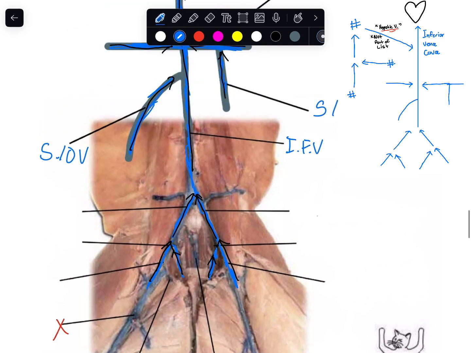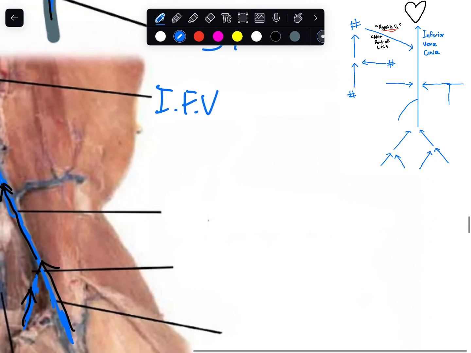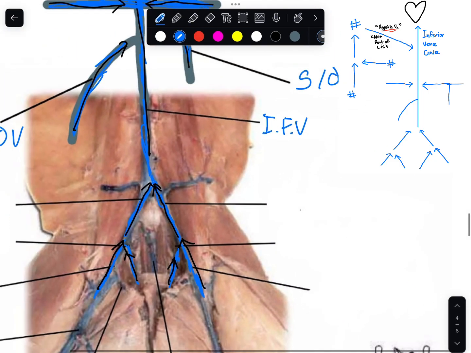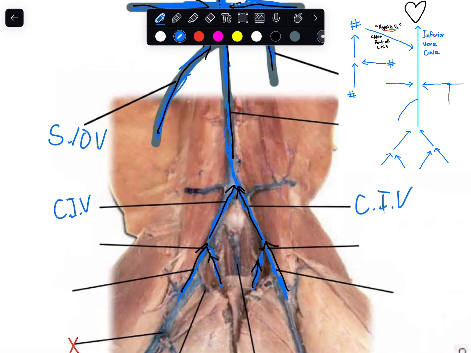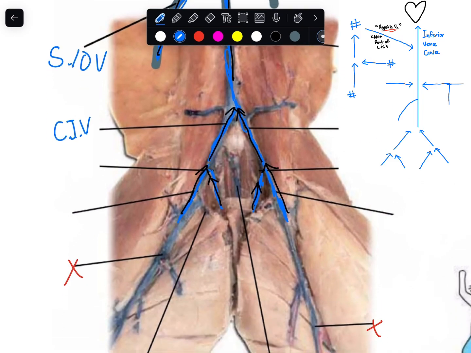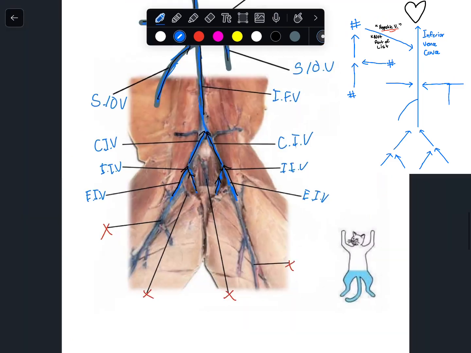So anyways, going over the terminologies again. These two are called the common iliac vein. Both of these are called the common iliac vein. And then branching off the common iliac vein is the external iliac vein. External iliac vein. And then branching off once again, but not away, is called the internal iliac vein. Okay. So yeah. Cool, right?